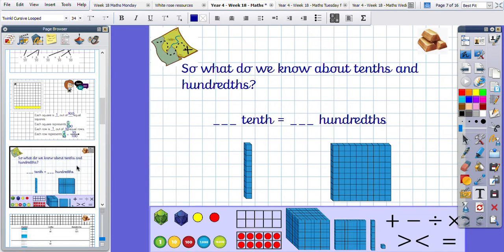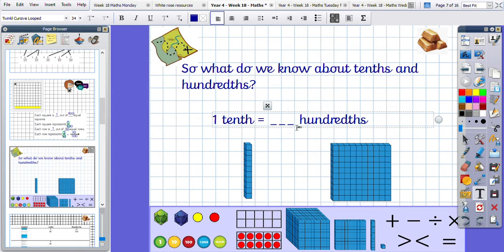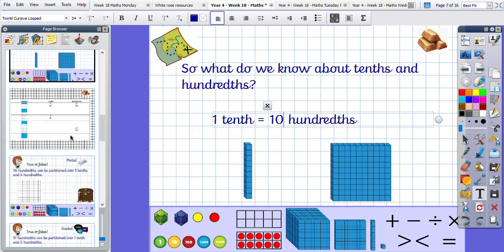So having a look at this sentence then, what do we know about tenths and hundredths? Okay, so we know that 1 tenth is 10 hundredths. Well done if you got that.